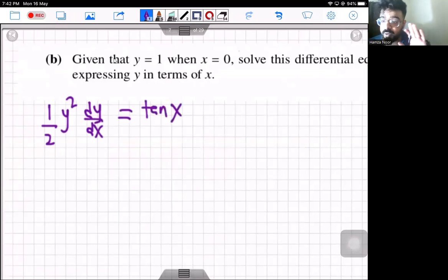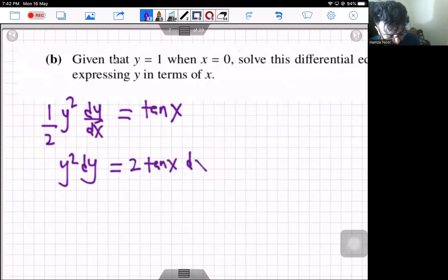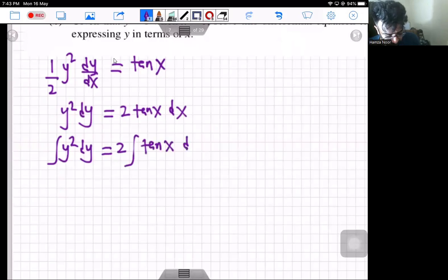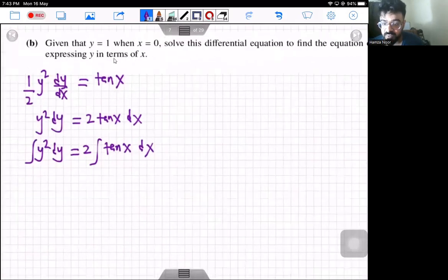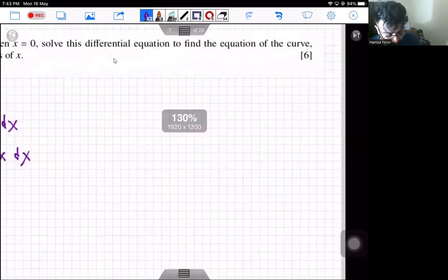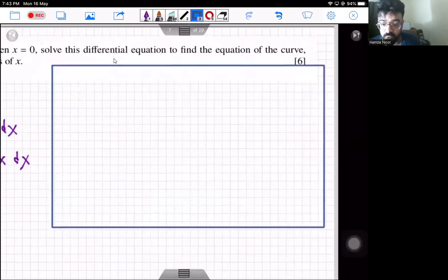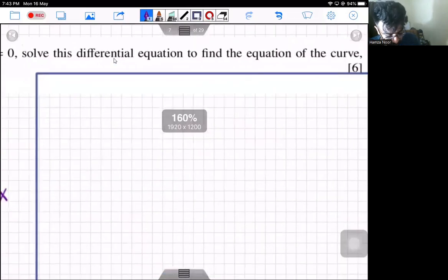First of all, we are going to separate the variables. So y squared multiplied by dy will be equal to 2 multiplied by 10x multiplied by dx. This means that y squared will be integrated with respect to y, and 2 is a constant term, and 10x will be integrated with respect to x. First of all, I'm going to do some working for integrating 10x with respect to x. As you know, the standard integration of 10x is not given to you in the formula sheet, so I'm just doing some working over here.